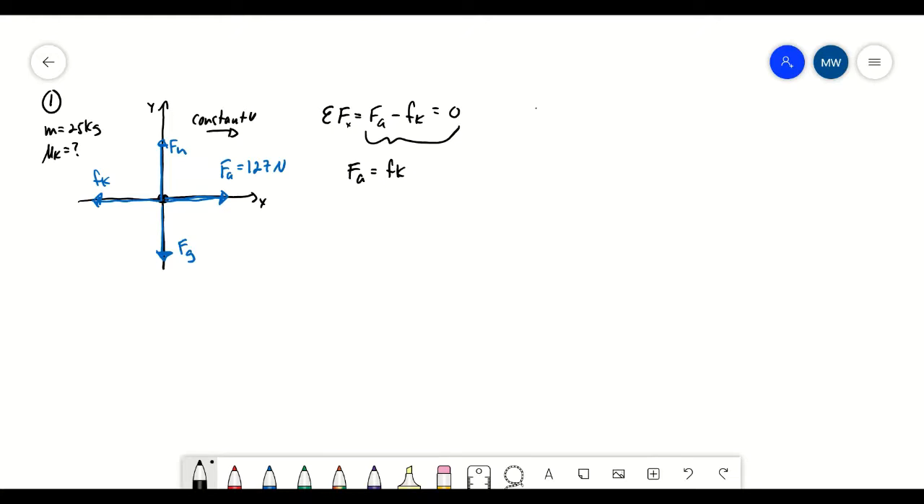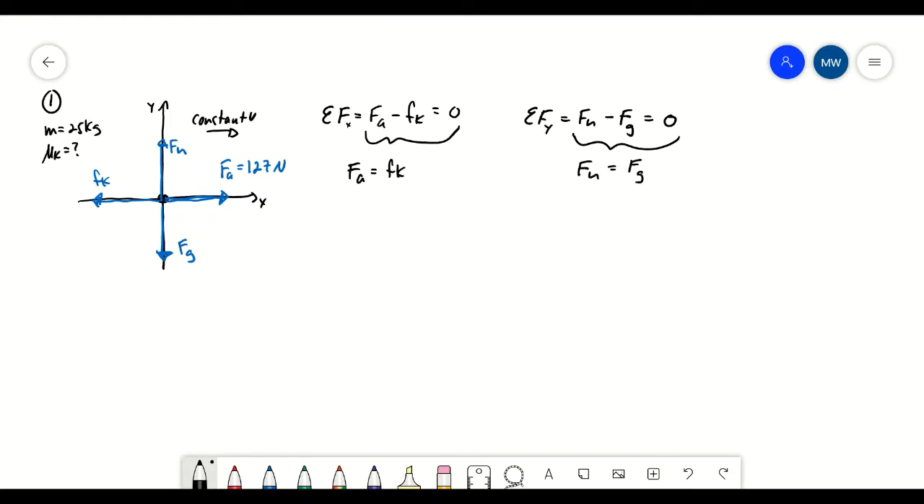Let's also sum up all the forces on the y-axis. So in the positive direction, I have the normal force. Downward, I have the force of gravity. And again, we know that this is equal to 0 because there's no motion on the y-axis. I have my two equal signs, but I only need one, so I'm going to use these. And you can see here that Fn equals Fg.